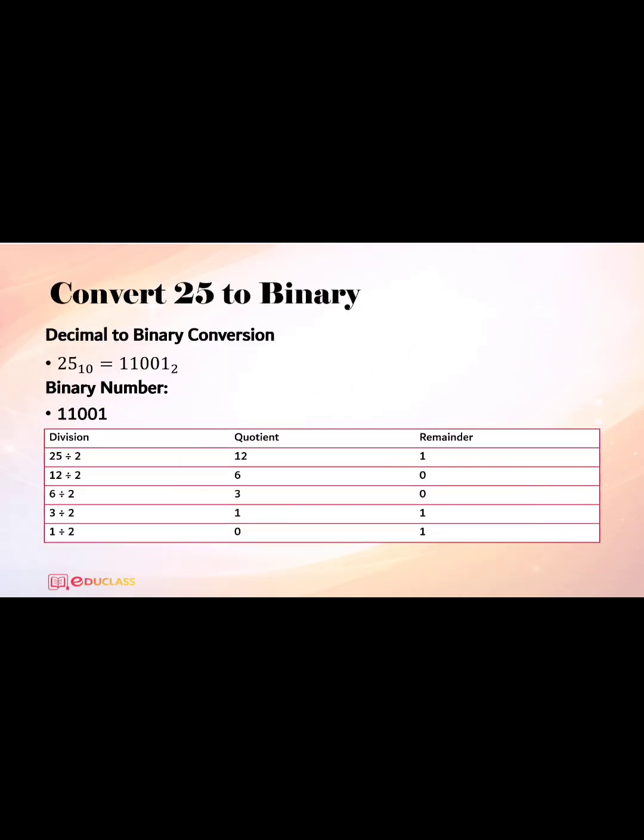Similarly, let's try this number also, 25, which is in decimal form as the base is 10, and 11001, which is in binary form as the base is 2. Similarly, we will divide 25 by 2, 12 by 2, 6 by 2, 3 by 2, and 1 by 2, and we will get our binary form in the remainders, which is 11001. I hope you have got this.